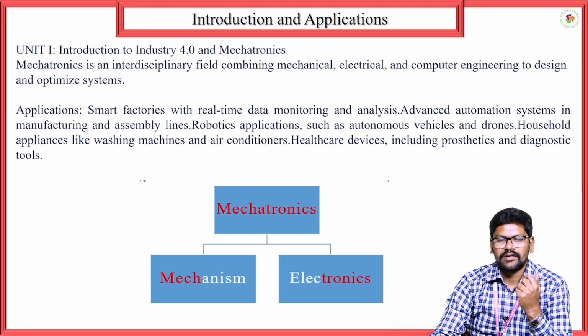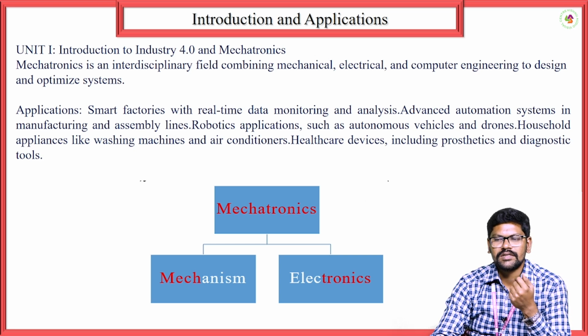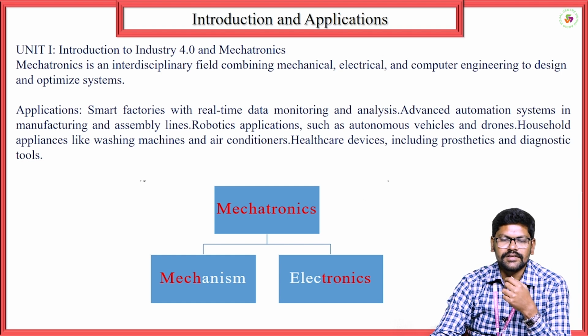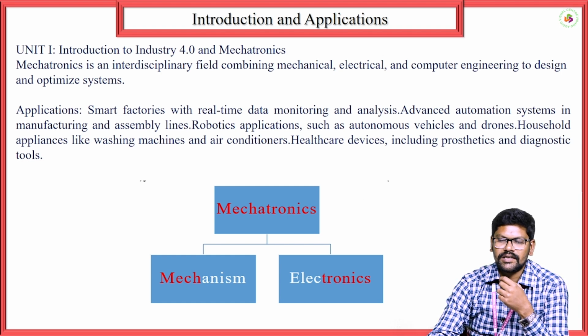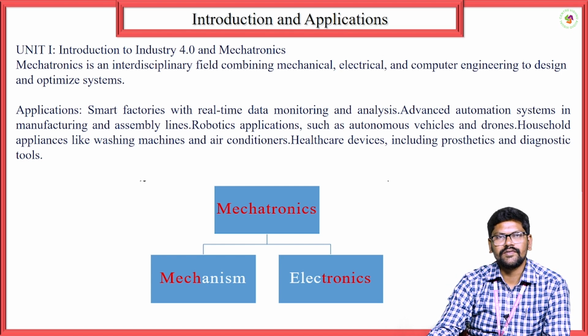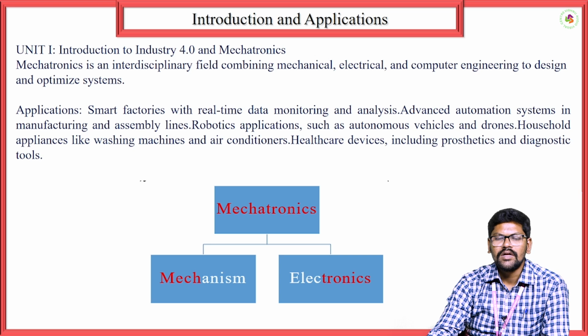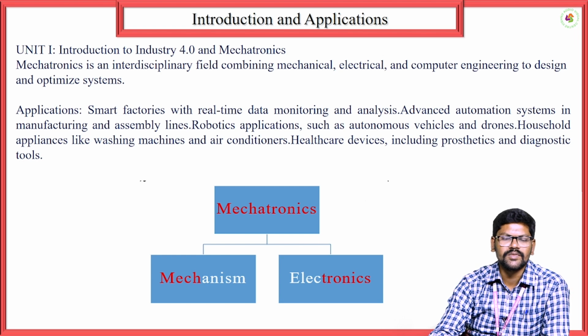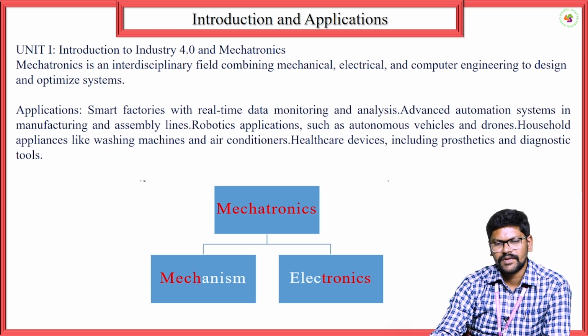It is an interdisciplinary field combining various core branches of engineering: mechanical, electrical, as well as computer engineering. Applications for this unit include smart factories with real-time data monitoring and analysis, and advanced automation systems in manufacturing and assembly lines. Robotics applications: since we use mechatronic components in robot parts also, we'll learn robotic applications such as autonomous vehicles, drones, and household appliances. Day to day, we regularly use washing machines and air conditioners, and healthcare devices, including prosthetics and diagnostic tools. These are some applications we'll get to know from unit 1.